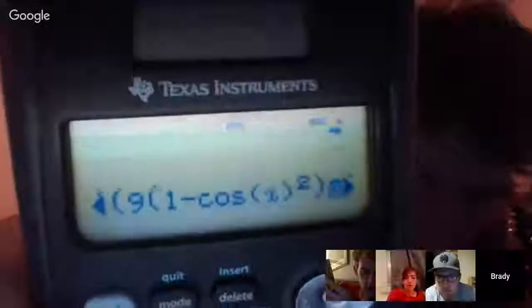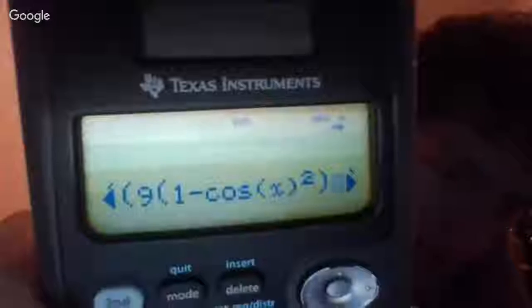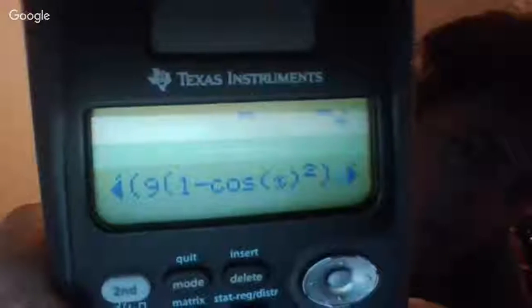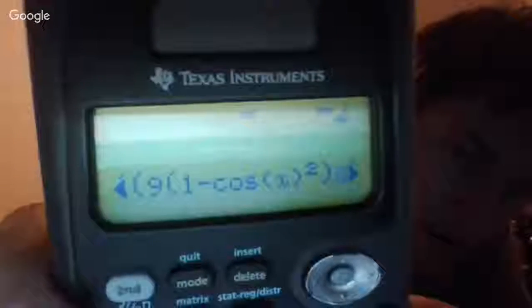How can I make that readable? That's good, just keep it right there. You've still got the cosine squared only and not the 1 minus cosine, so you need to put a parenthesis. The 9 technically needs to be included in that as well, because it's part of the R equation. That's true, yeah.